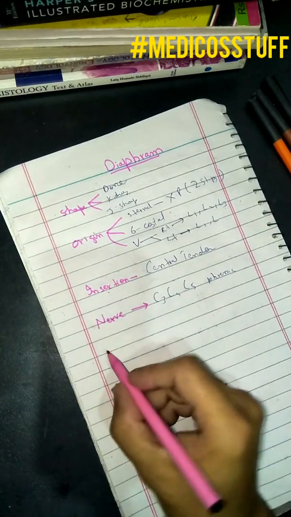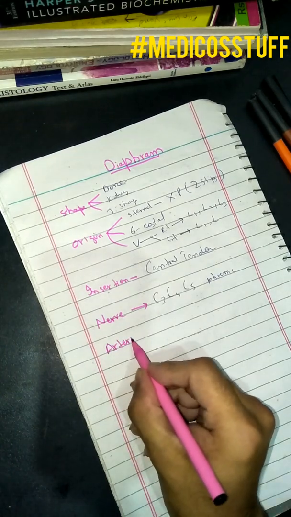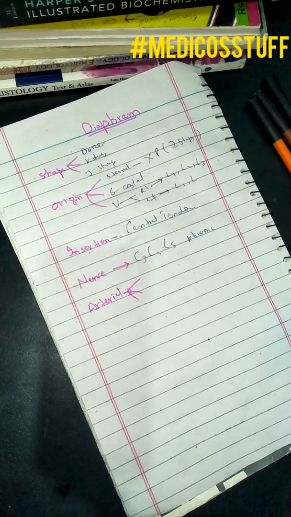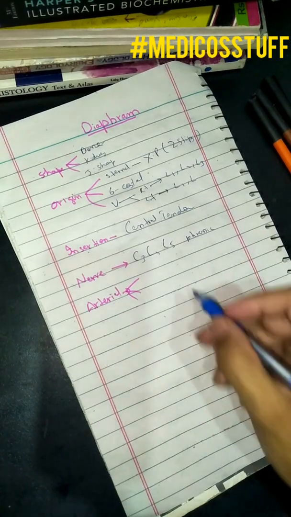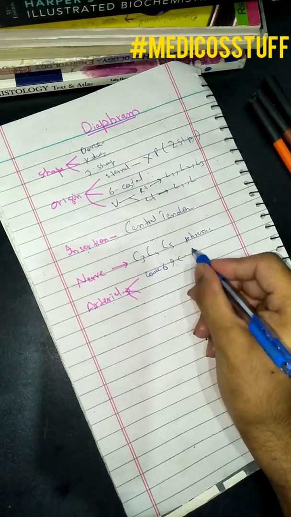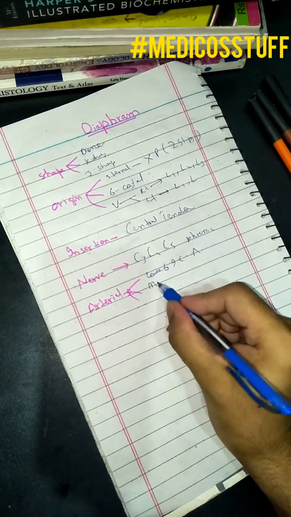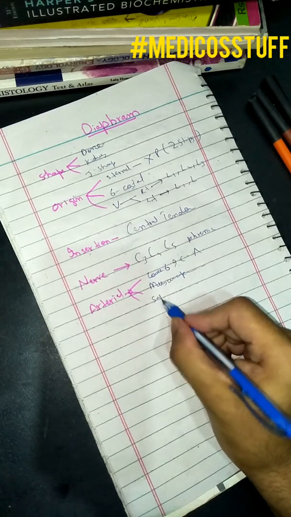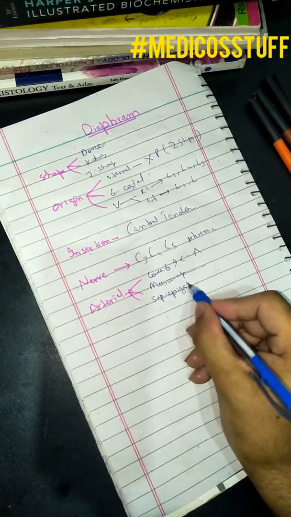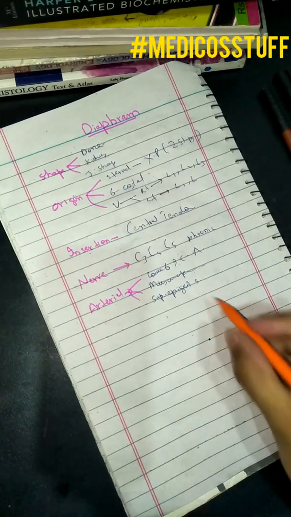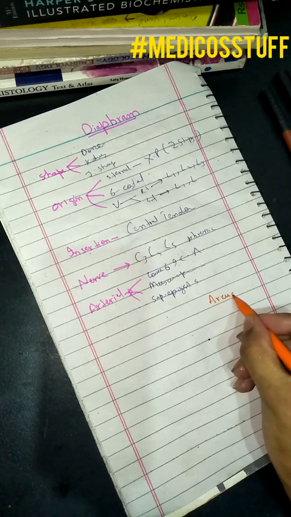Then we have the arterial supply. The arterial supply of the diaphragm also takes place from three types of arteries, like the lower six intercostal arteries. Then we have the musculophrenic artery. Then we have the superior epigastric artery. Then we have the arcuate ligaments. Arcuate ligaments are also of three types.